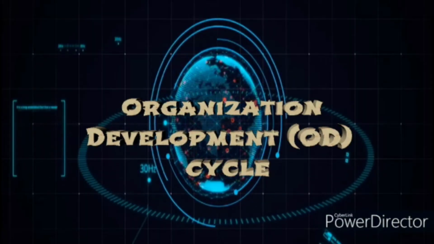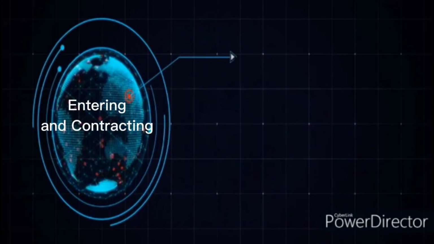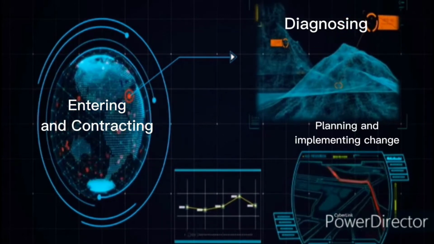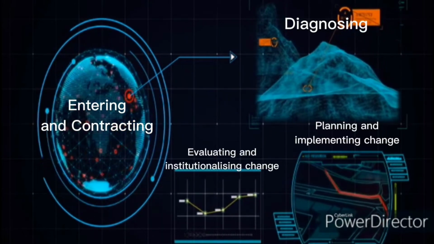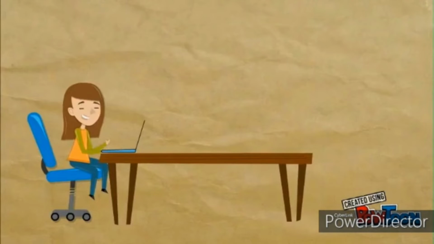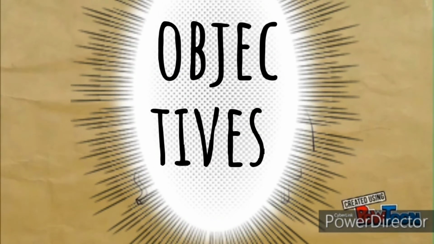The organization development cycle is composed of 4 phases, namely, entering and contracting, diagnosing, planning and implementing change, and lastly, evaluating and institutionalizing change. This chapter covers the first 2 phases, beginning with the discussion of their importance, objectives, and outcomes.